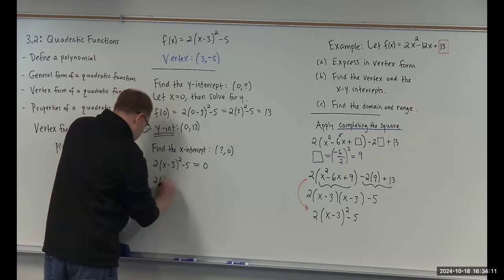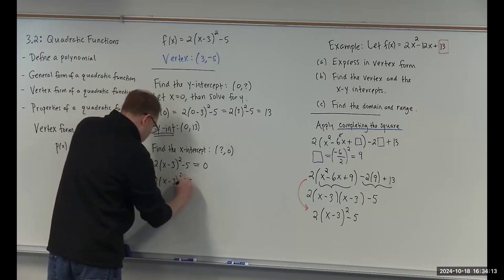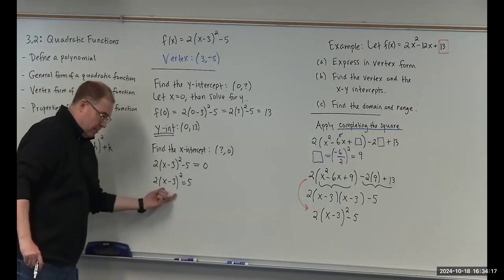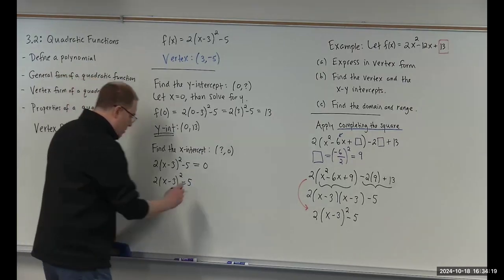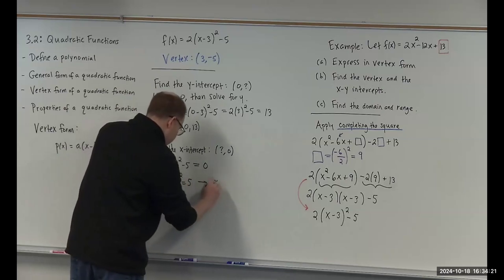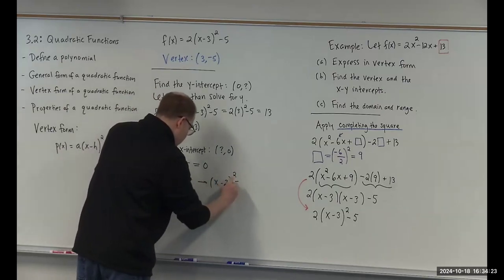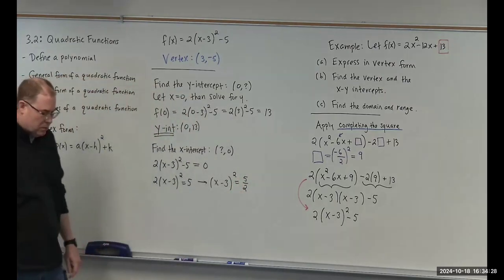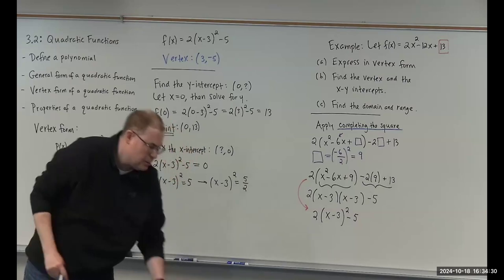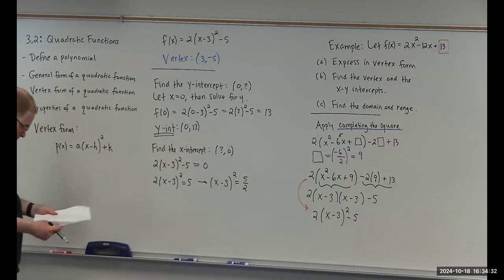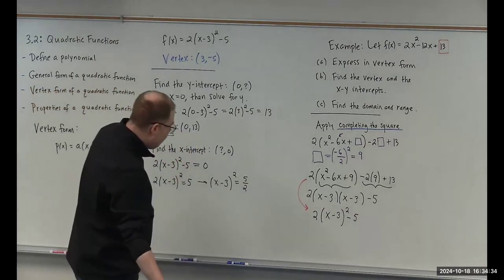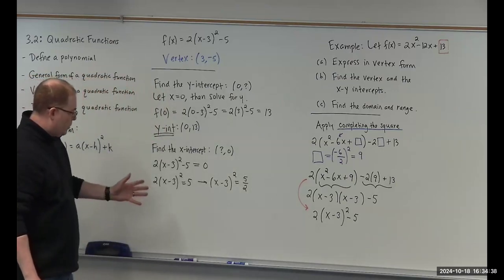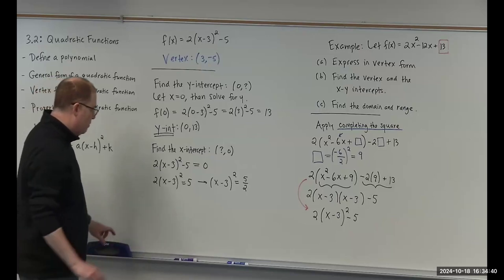The goal is to isolate the x, so we need to divide both sides by 2. So we get (x minus 3) squared equals 5 halves. And then what we do from here is take the square root of both sides.